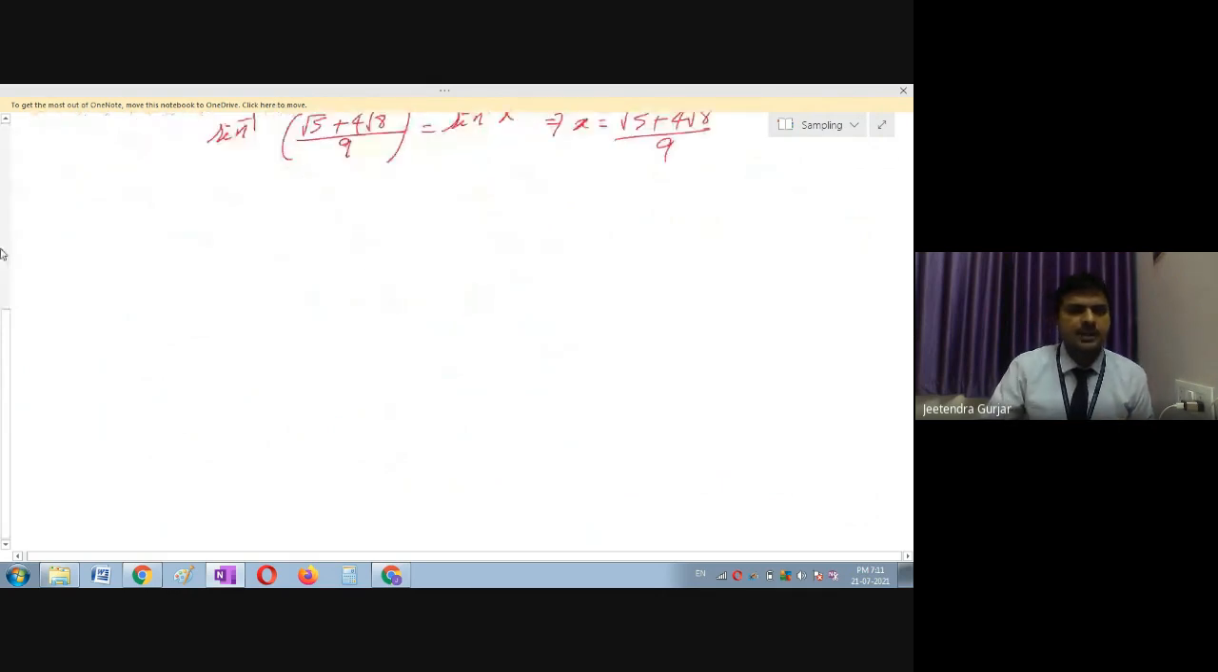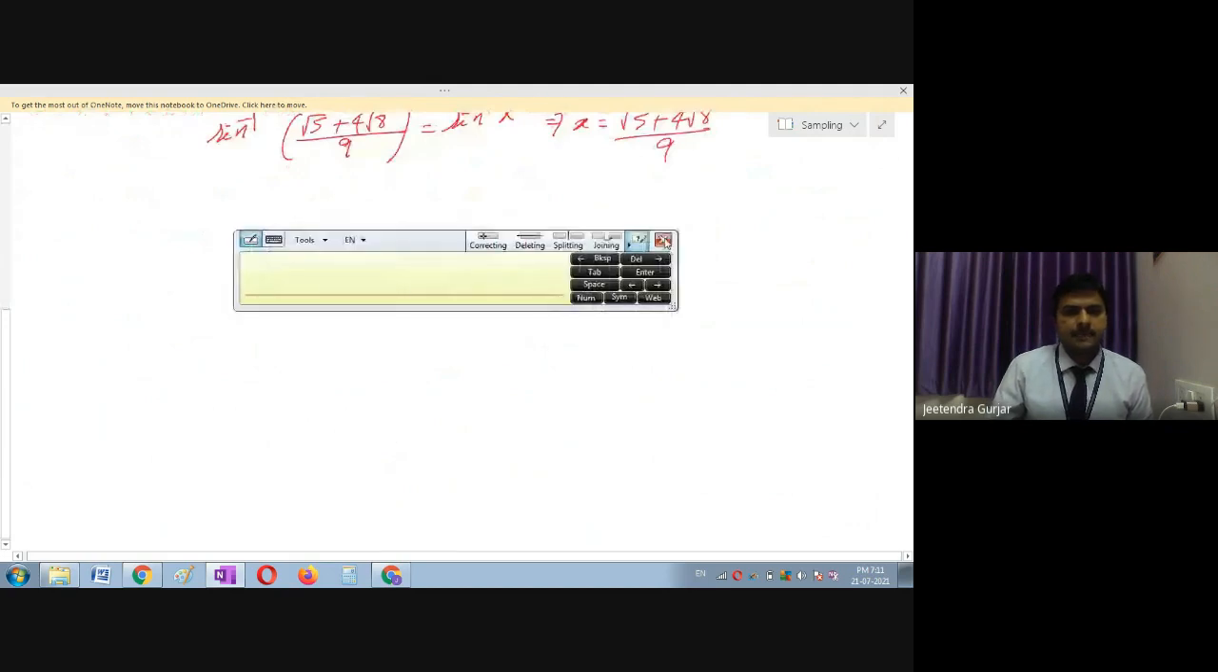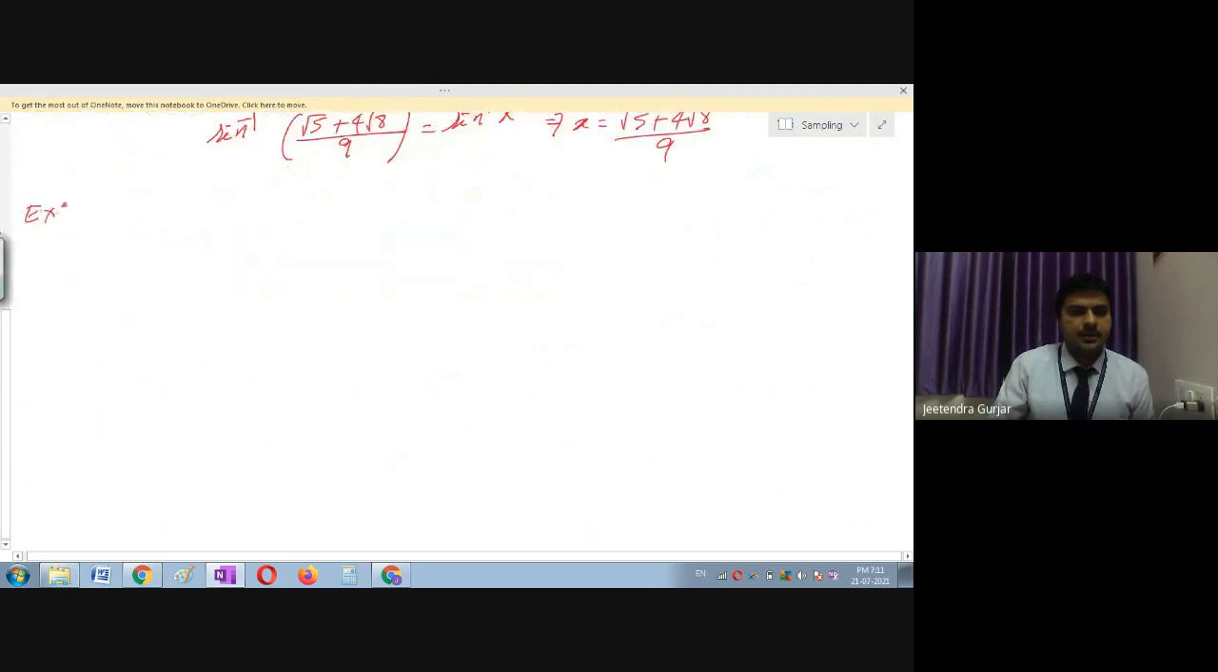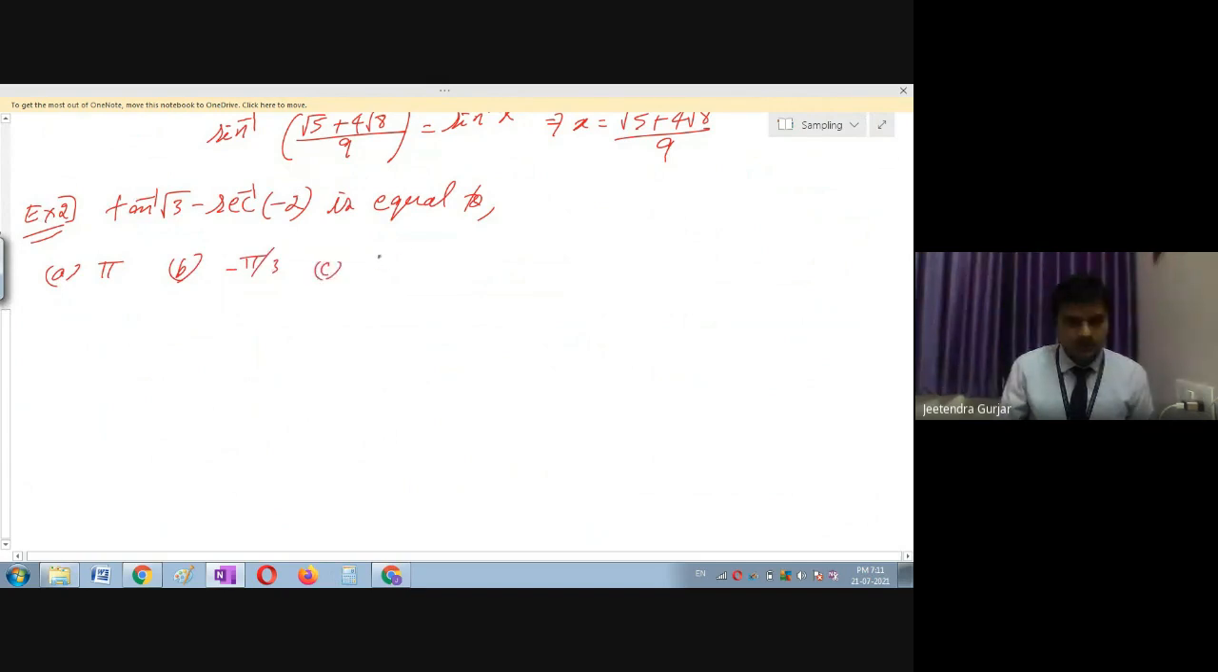So we'll go with the second example. Please write down example 2. Find the value of tan inverse root 3 minus sec inverse minus 2 is equal to, and yes, friends, they always give the options here. Use the trick, within 1 minute you should be able to simplify. Right? Your time starts now.